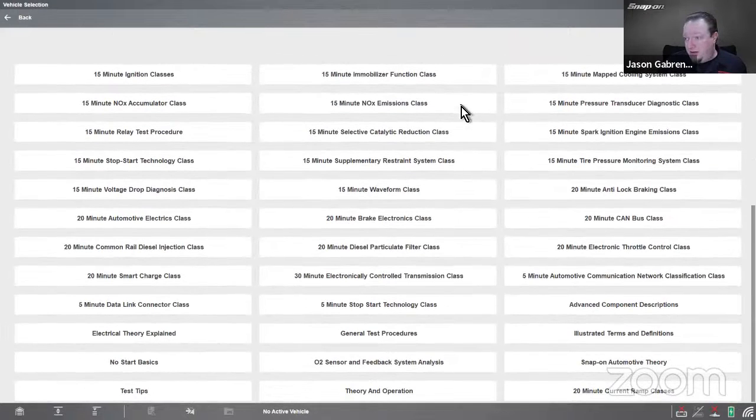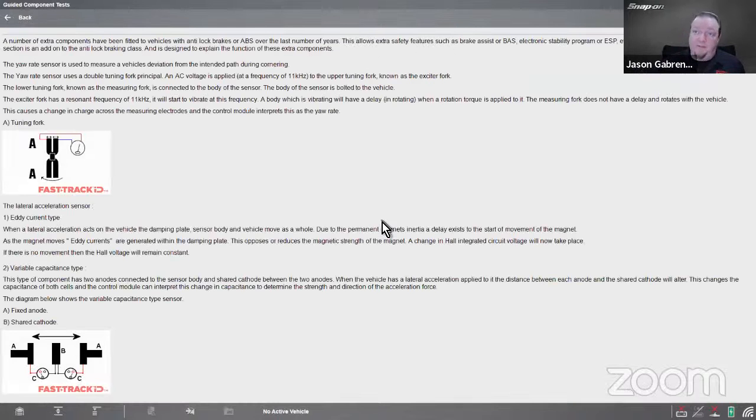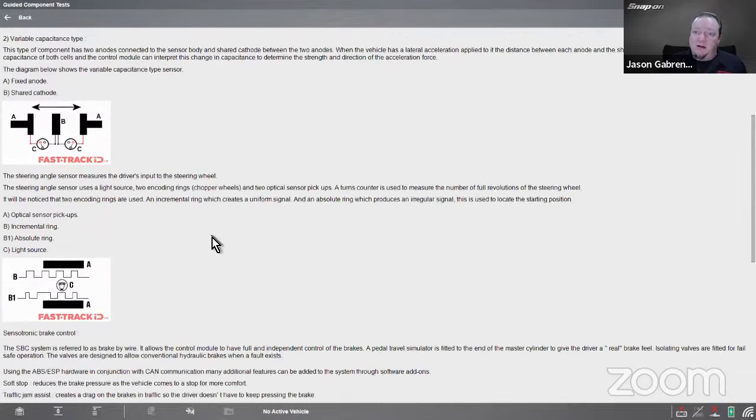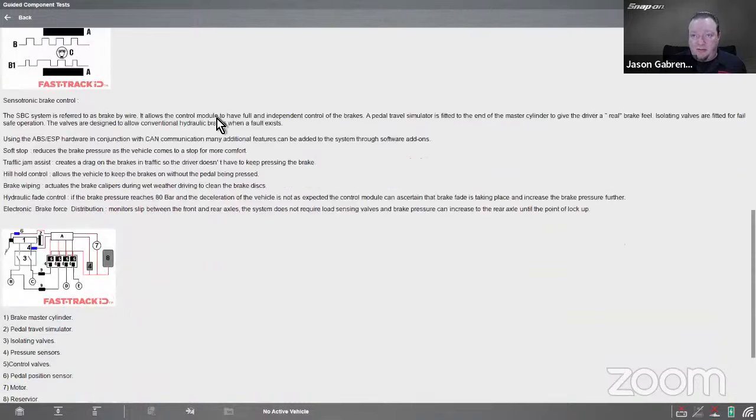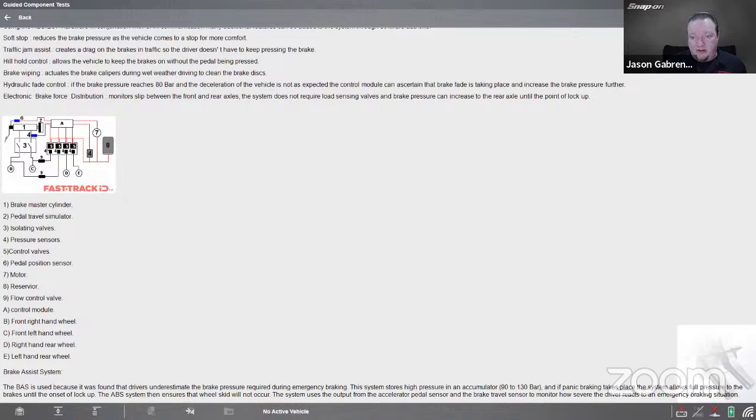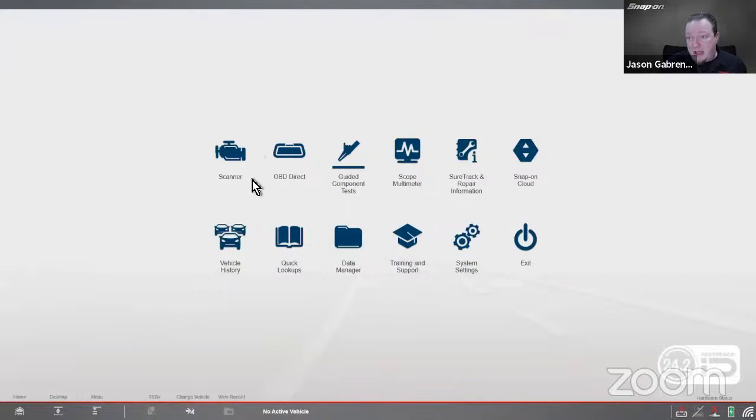And then also in there is a 20-minute brake electronics class, because it has changed a bit. A number of extra components have been fitted to vehicles with anti-lock brakes or ABS over the last number of years. This allows extra safety features such as brake assist and electronic stability program to become available. The following section is an add-on to the anti-lock braking class and is designed to explain further the function of these components. So we talk about yaw rate sensor, lateral acceleration sensor, steering angle sensor, Sensotronic brake control, etc. So it just kind of shows you a rough overview of what that would look like. So that's inside the tool as well. A little bit of training on that.